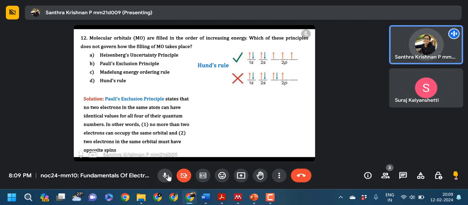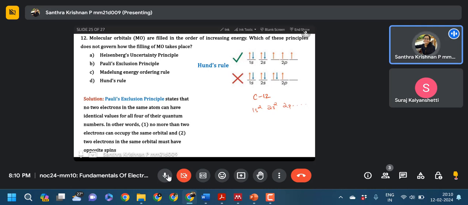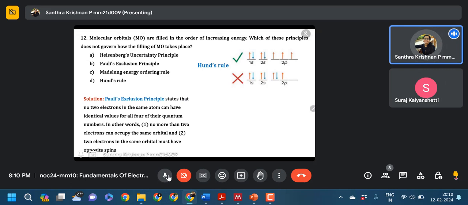So basically, they are asking: suppose you take carbon, which is 12, how do you fill it? 1s2, 2s2, 2p, and so on, you keep on filling, right? That is the way in which molecular orbitals are filled when we are using rules of chemistry. They are asking, whenever molecular orbitals are filled in increasing order of energy, what principles do not govern the filling? The answer we found was Heisenberg's uncertainty principle doesn't depend. The rest all are important.